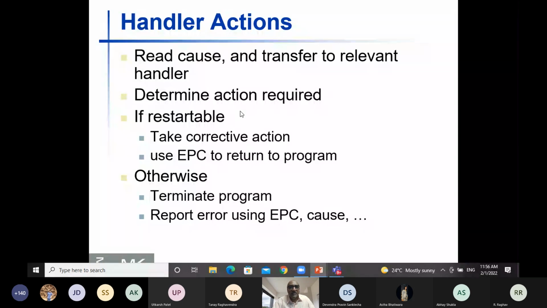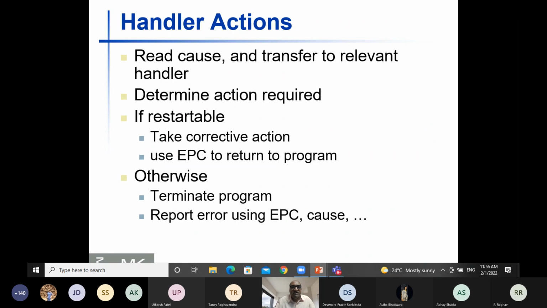And this is the handler, as I already mentioned: read the cause and transfer to the relevant handler. There are two ways. One is that first the operating system will see the cause and then go to the corresponding handler. That is the normal way MIPS does it. Whereas the other way of handling exceptions is using a vector interrupt, where all these exception routines are at fixed addresses, and wherever the exception occurs, immediately the control will be transferred to that particular address.